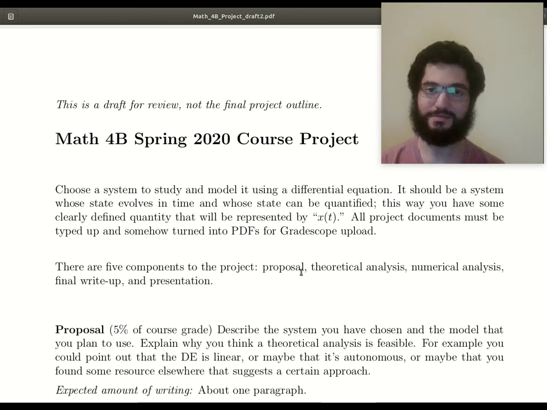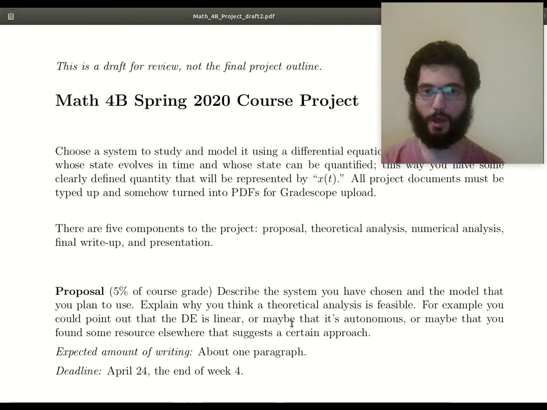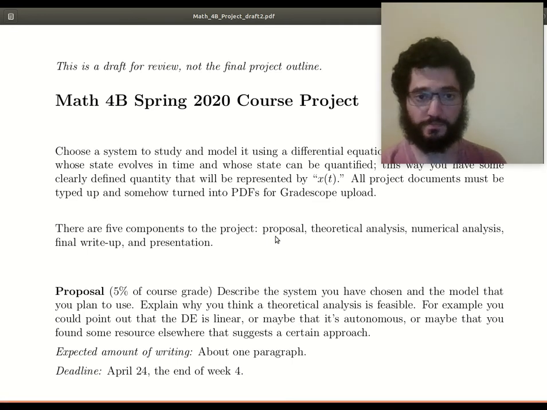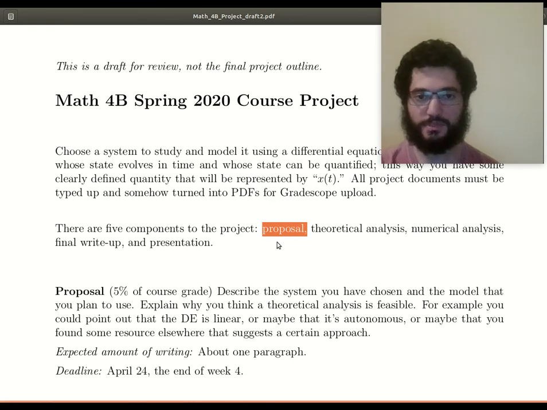And the goal is to make enough simplifying assumptions that your problem becomes tractable. What you'll do in your proposal is just describe the system and explain why you think it's a tractable problem. Okay, so that's one of the 5 components of the project. Each component has a different deadline, so the proposal will be due at the end of week 4. And this is not that much writing, so about 1 paragraph is expected.